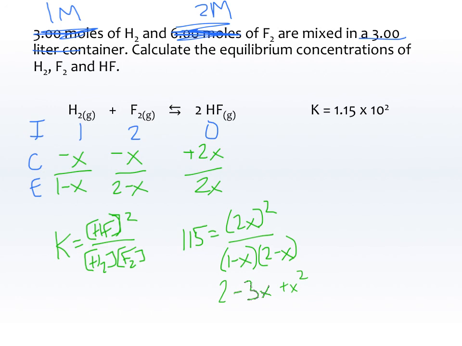Then we're going to take this and cross multiply. So we end up having 115 times 2 minus 3x plus x squared equals 4x squared. I got the 4x squared because that square has to distribute in. Square the 2 and square the x. So now I'm going to distribute the 115 and I'm going to solve for x. At this point, it's a challenge problem. If you can come into class with this problem completely finished, there might be a reward in your future.